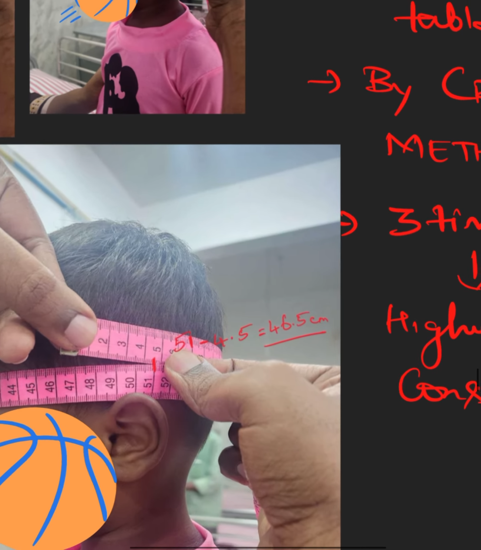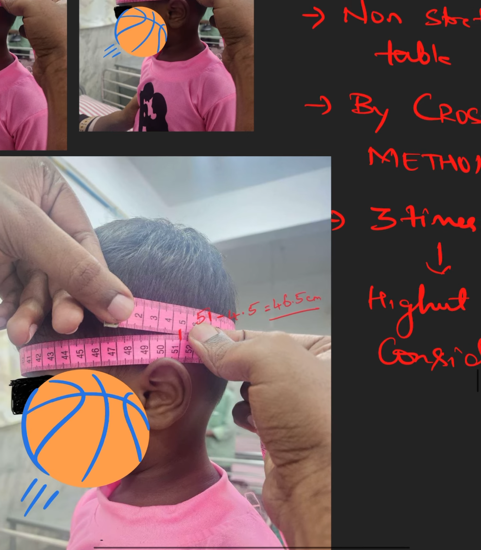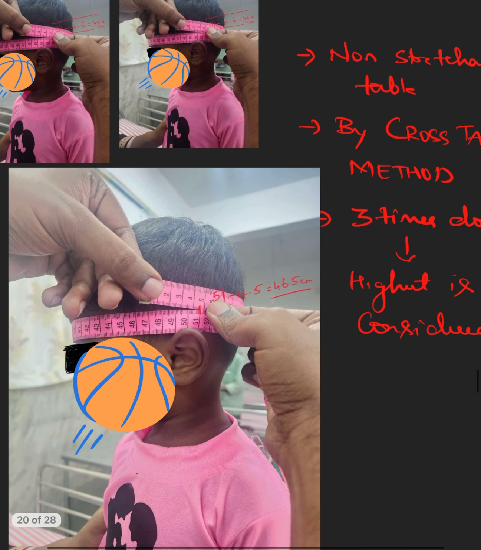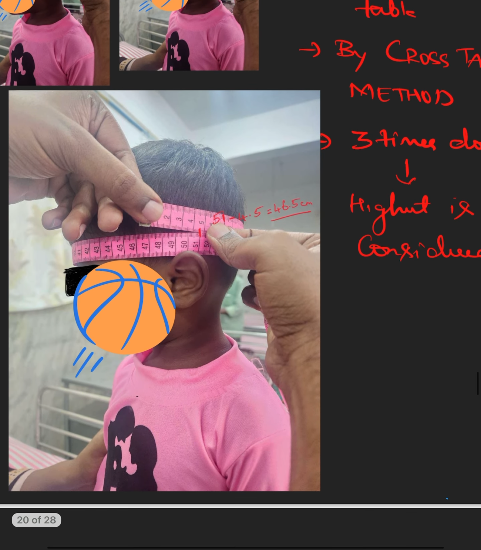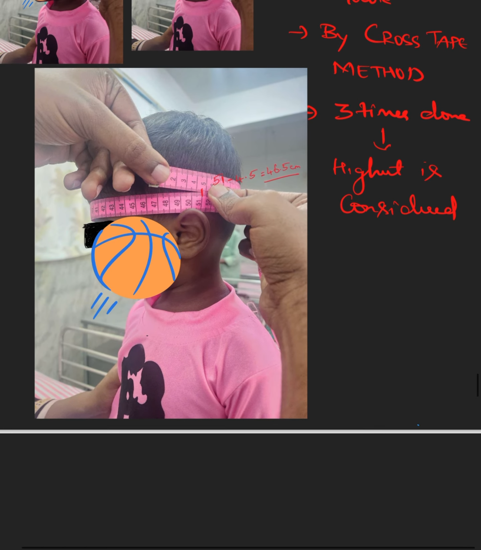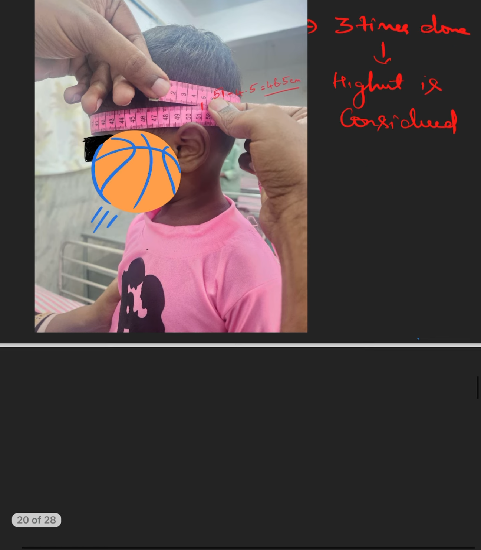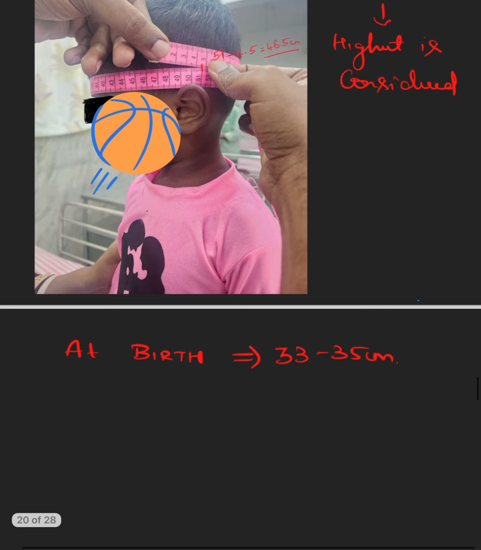We measure by the cross-tape method, where the intersection occurs at 51, and we subtract 4.5. So 51 minus 4.5 is 46.5 centimeters, the head circumference of this child. We measured using the cross-tape method, did it 3 times and took the highest value. Remember this, we should take the highest value, not the mean value.